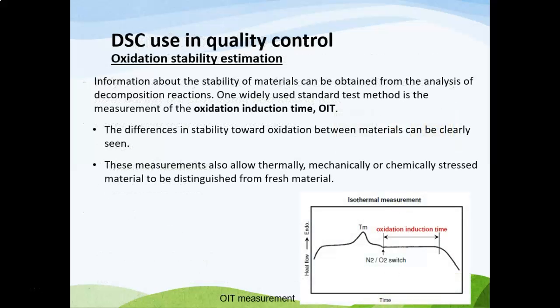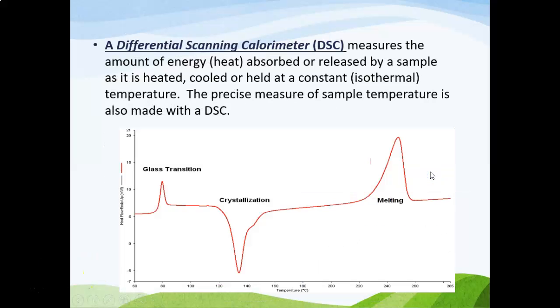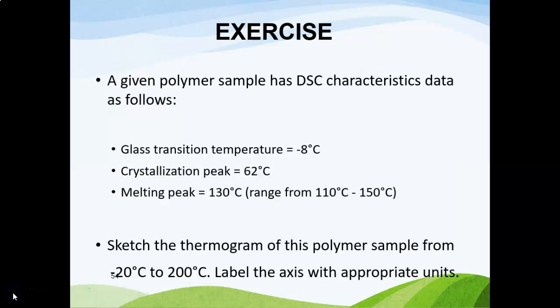Okay, DSC in oxidation stability estimation gives information about the stability of the material from the analysis of decomposition reactions. One widely used standard test method is the measurement of the oxidation induction time, or OIT. OIT is the difference in stability towards oxidation between materials. This measurement also allows thermally, mechanically, or chemically stressed material to be distinguished from fresh material. Please try to do this.